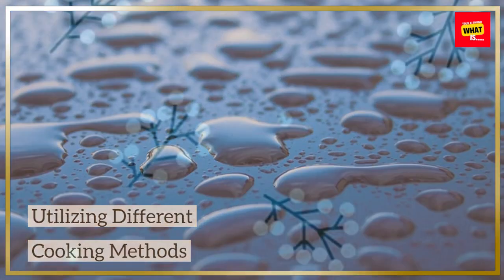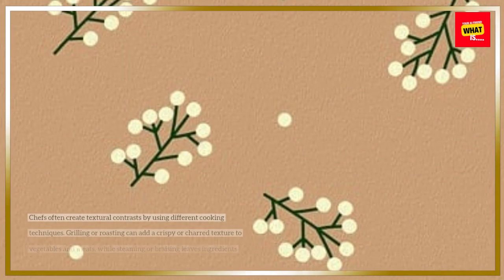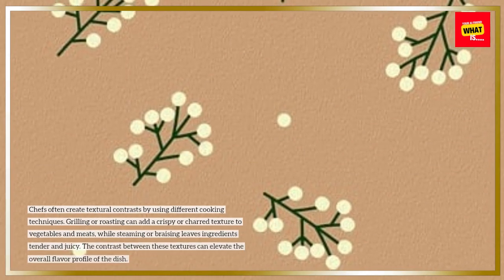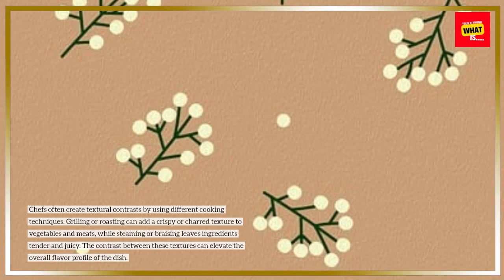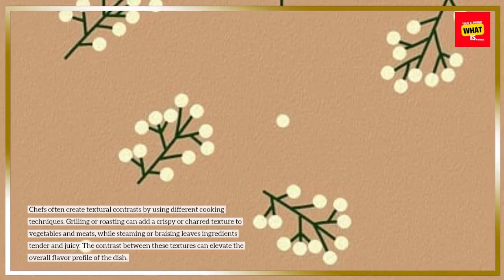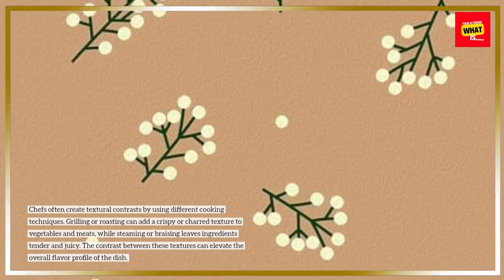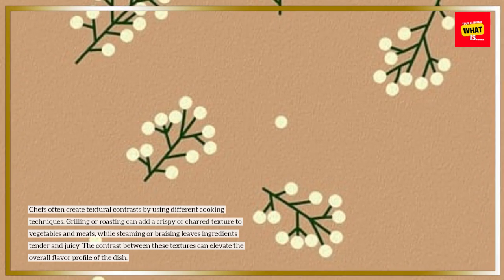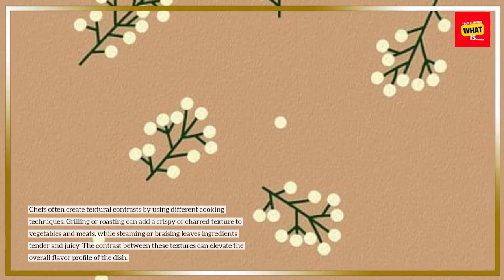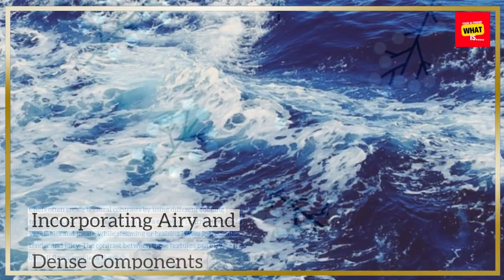Utilizing different cooking methods. Chefs often create textural contrasts by using different cooking techniques. Grilling or roasting can add a crispy or charred texture to vegetables and meats, while steaming or braising leaves ingredients tender and juicy. The contrast between these textures can elevate the overall flavor profile of the dish.